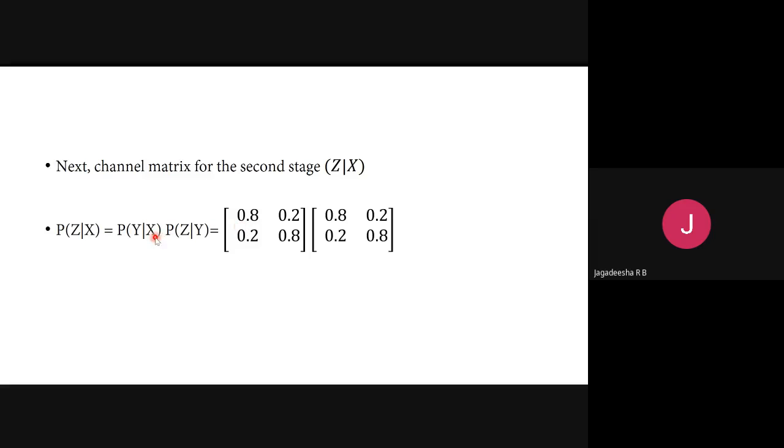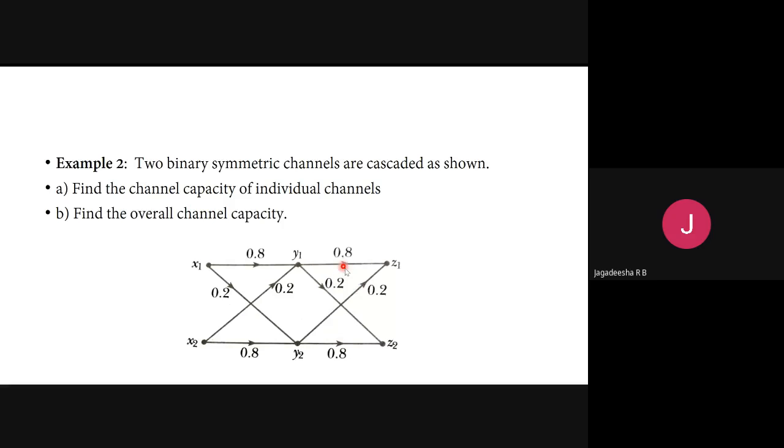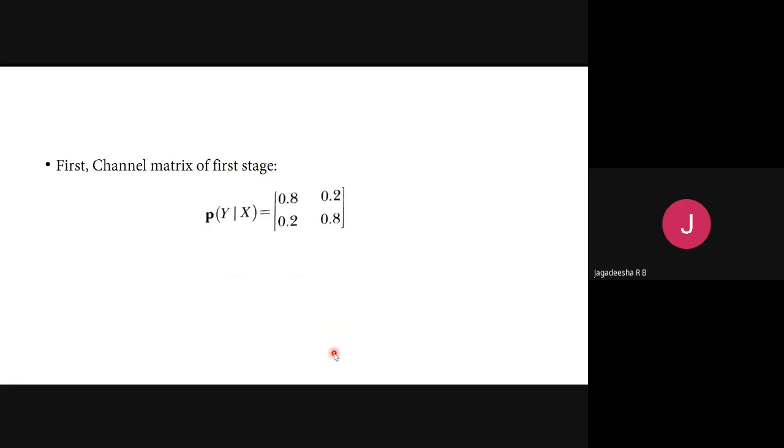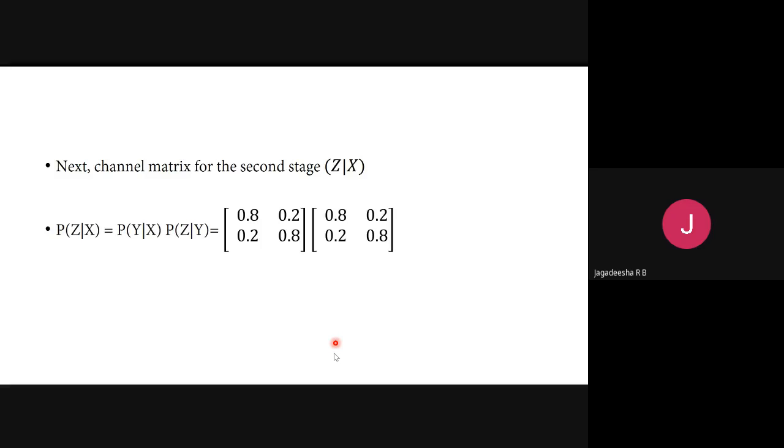So that's a combination of these two. The first matrix we already know, 0.8, 0.2, 0.2, 0.8. Similarly, YZ also is the same. We can just go back and check from the given question. We are talking about this part, YZ. So Y1 to Z1 is 0.8, and Y1 to Z2 is 0.2. Then Y2 to Z1 is 0.2, and Y2 to Z2 is 0.8. That's the second matrix there. This is the first matrix between X and Y.